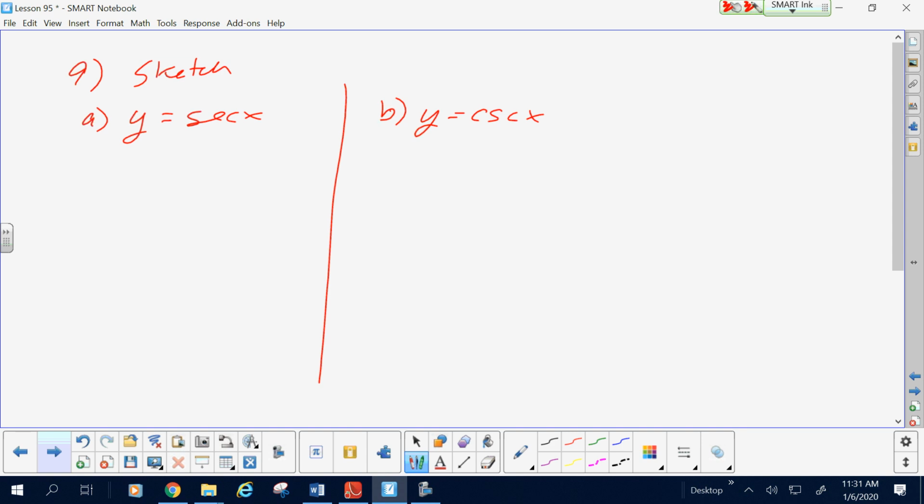Remember how to graph secant? All righty then. First, put a graph down. Maybe we should just do the right side. What do you think? Yeah, that's fine. Okay. So, what does secant relate to? Cosine. So, let's draw a cosine curve.